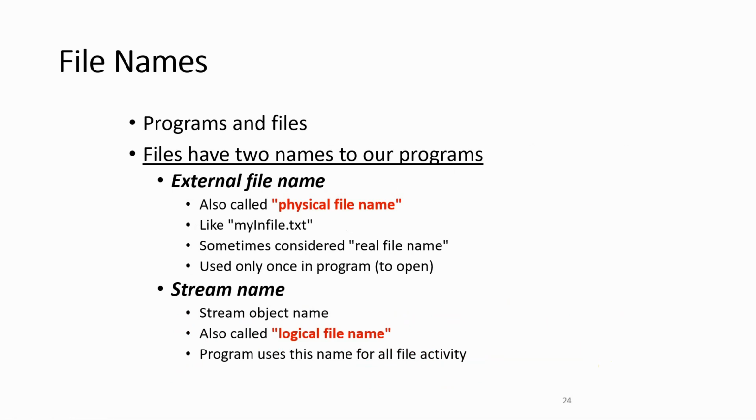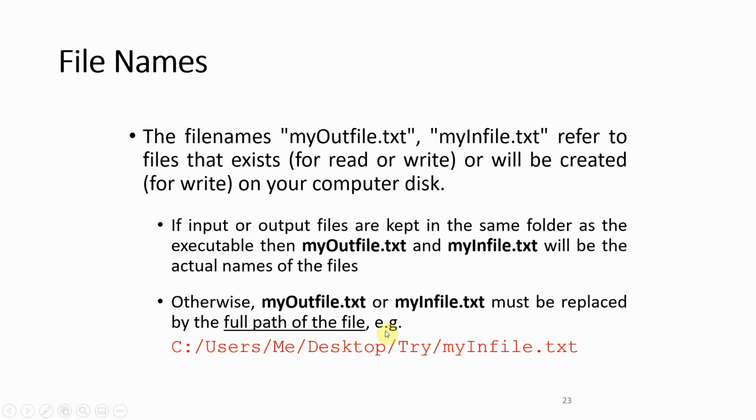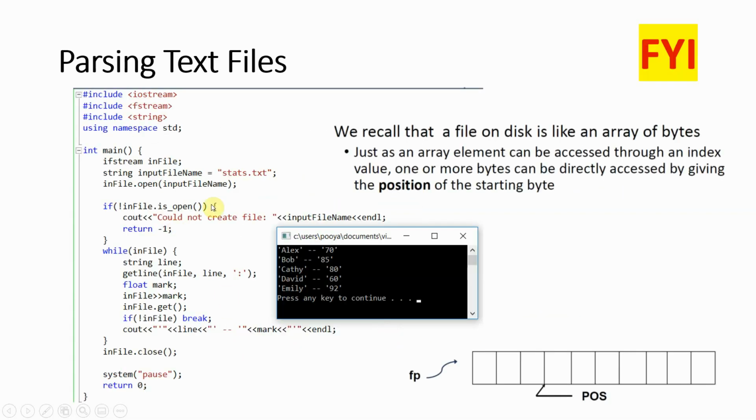So as a summary, files will have two names in our program. One is the actual file name, the physical file name, like my infile.txt, and the other name is the name of the object that we associated with this file. That name is called the stream name or logical file name. In this case here, the physical name is stats.txt, and the logical name is infile.